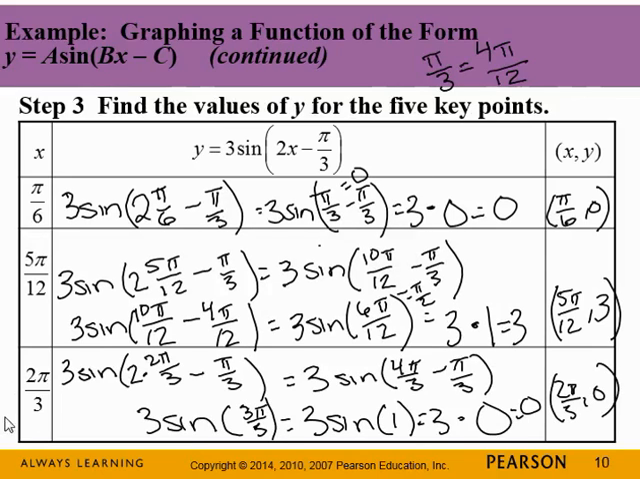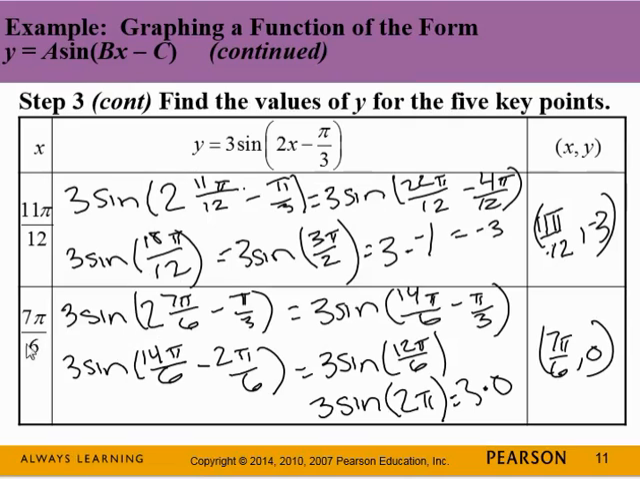So for 2 pi over 3, you should have had it equal 0. So your point is 2 pi over 3, 0. Alright, so at 11 pi over 12, you should have negative 3. So you have the point 11 pi over 12, comma, negative 3. And then you should have 7 pi over 6, comma, 0. So if you're not sure how I did it, you can go back and check. So check your work, make sure you have everything lined up.